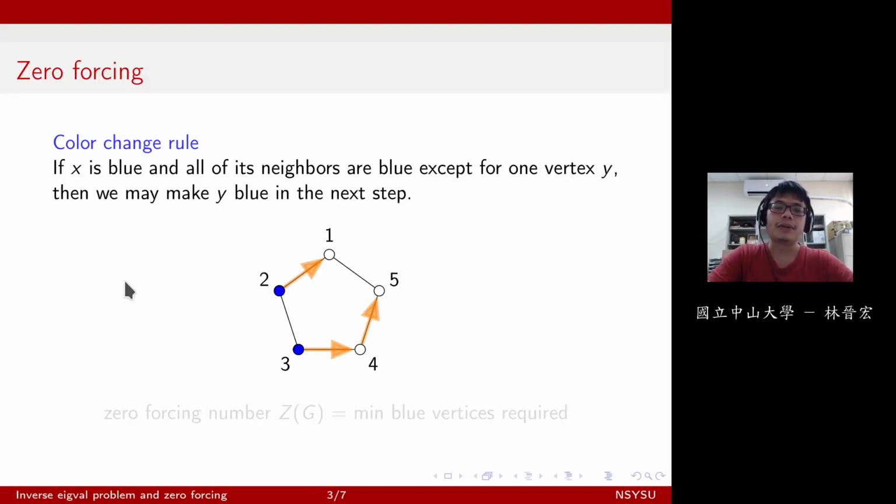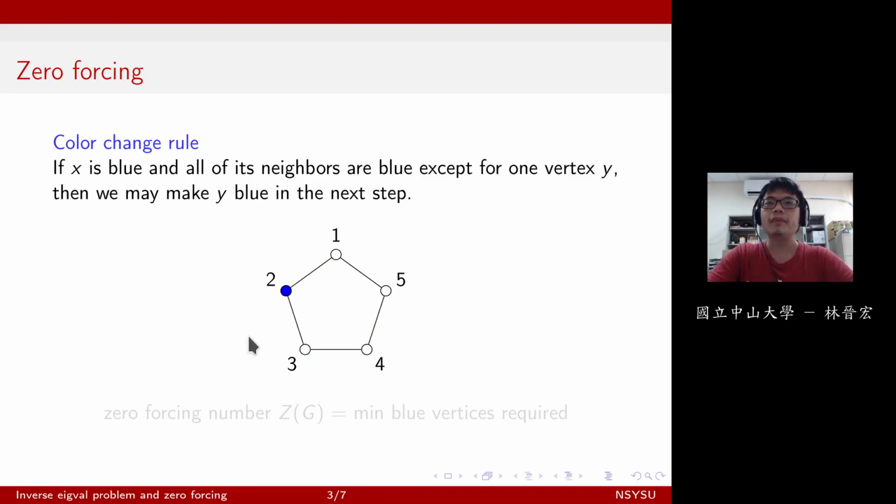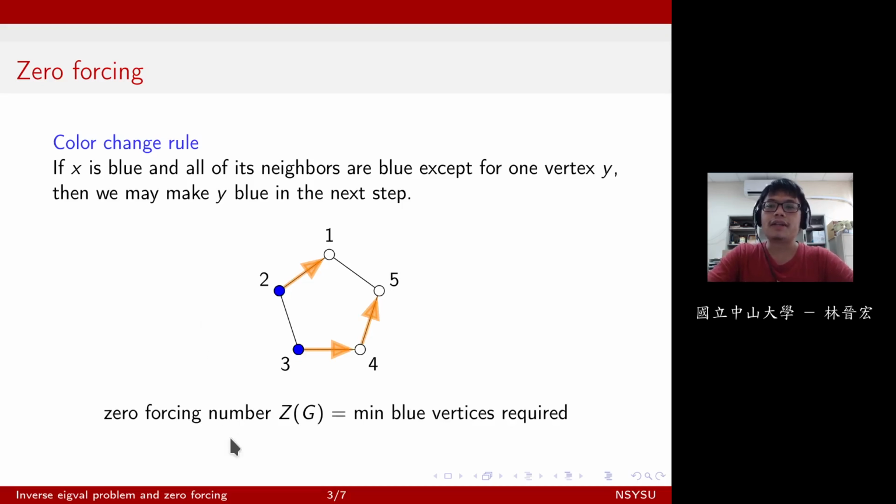So here is the color change rule. The color change rule states that we need to find a vertex x. Suppose x is blue and all of its neighbors are blue already except for just one, and this one can be made blue in the next step. So 2 will make 1 blue and 3 will make 4 blue, and later on 4 can make 5 blue. You will see that {2, 3} is a good choice, but {2, 4} or {2} itself is not a good choice. So the zero forcing number Z(G) tries to find the minimum number of blue vertices that is required at the beginning to make the whole graph blue.